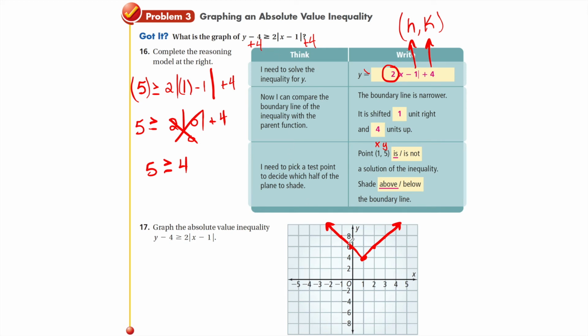Alright, so now we have to figure out, are we shading above or below? Well, if I were to choose that point (0, 5), which is in fact the solution, I'm choosing a point that happens to be right here. And that point is actually going to be above the line. So if that is the case, then we are in fact going to shade above. So we can shade everything above. And let's see what this graph would actually look like. There you go.